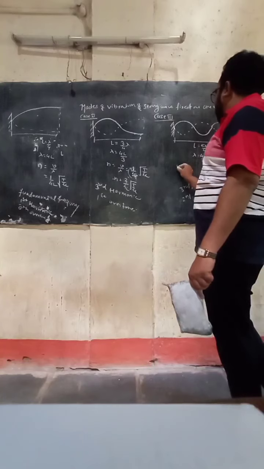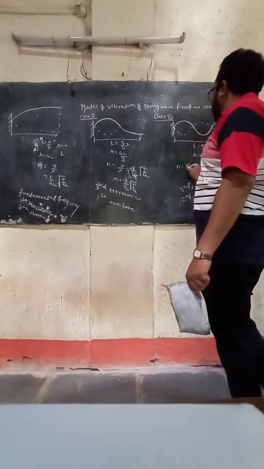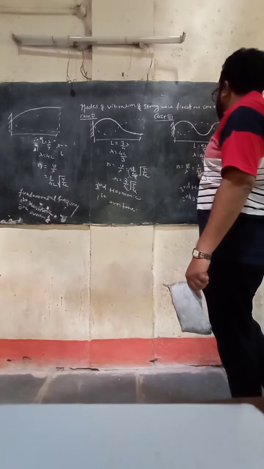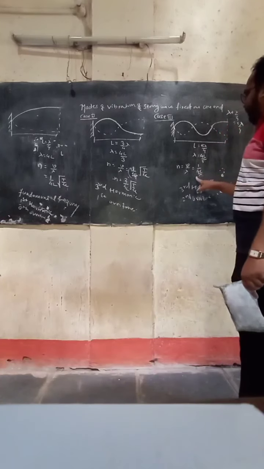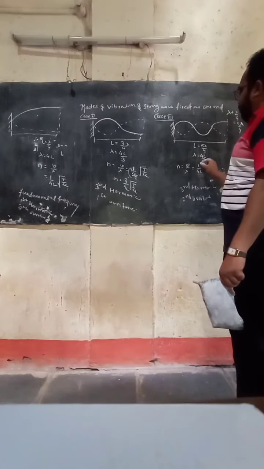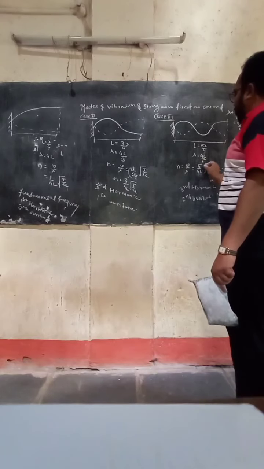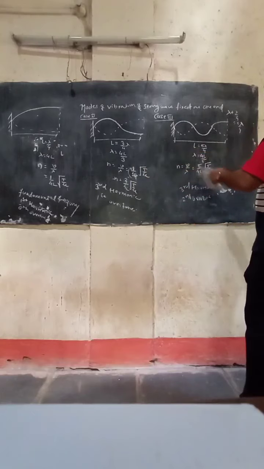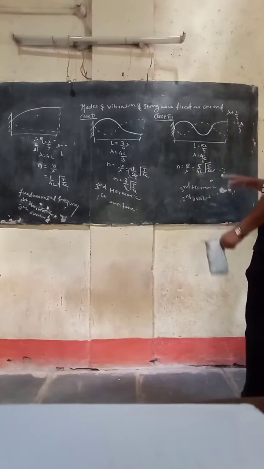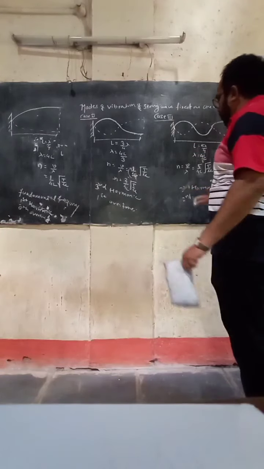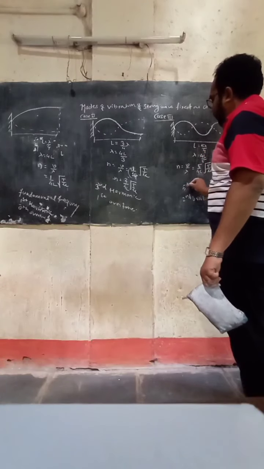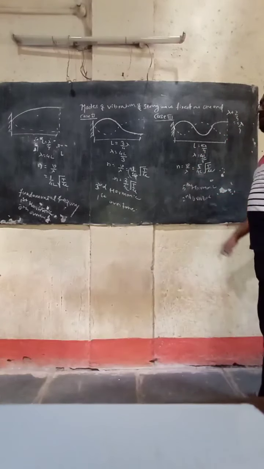So from the formula, n is equal to velocity upon lambda. So 1 upon 4L by 5. This 5 goes to the numerator, upon root T by mu. Now when you compare this with 1, 3, here it is 5. So we can call this the fifth harmonic, and the second overtone.